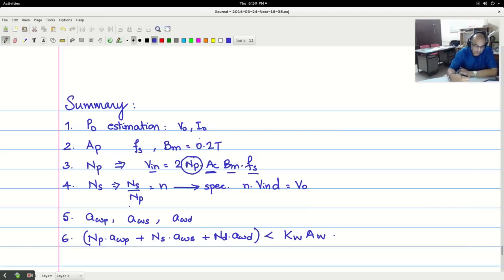The moment you do all these things, the design of the transformer is complete. You just have to buy the various materials: the core, the wire of that particular gauge, the bobbin, wind the turns, and then stack them and put them together. This way you can physically design the transformer starting from the electrical spec.